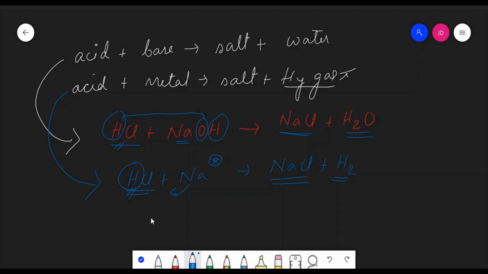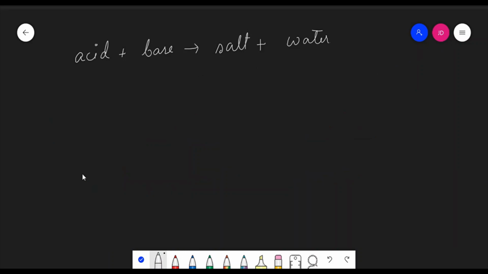So then, let's go to the next part. So here, the reaction between acid and base giving salt and water is what we call neutralization.